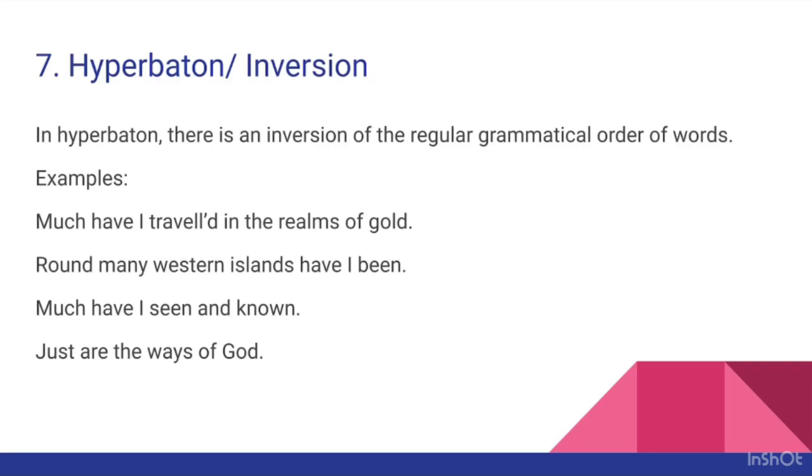Much have I traveled in the realms of gold. The regular order should have been, I have traveled much in the realms of gold. So instead of saying that, the writer has said, much have I traveled in the realms of gold. Round many western islands have I been. Again, the correct grammatical order should be, I have been round many western islands. Much have I seen and known. The correct order should have been, I have seen and known much.